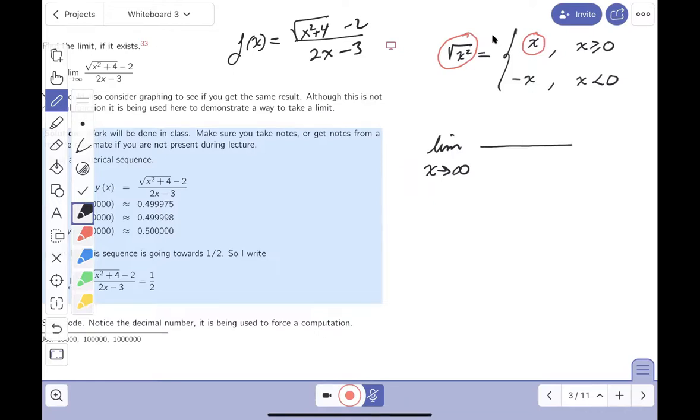Let's do the bottom first. What am I dividing the bottom by? This. Let's see if we can do it. And what would you get? 2 minus 3 over x.